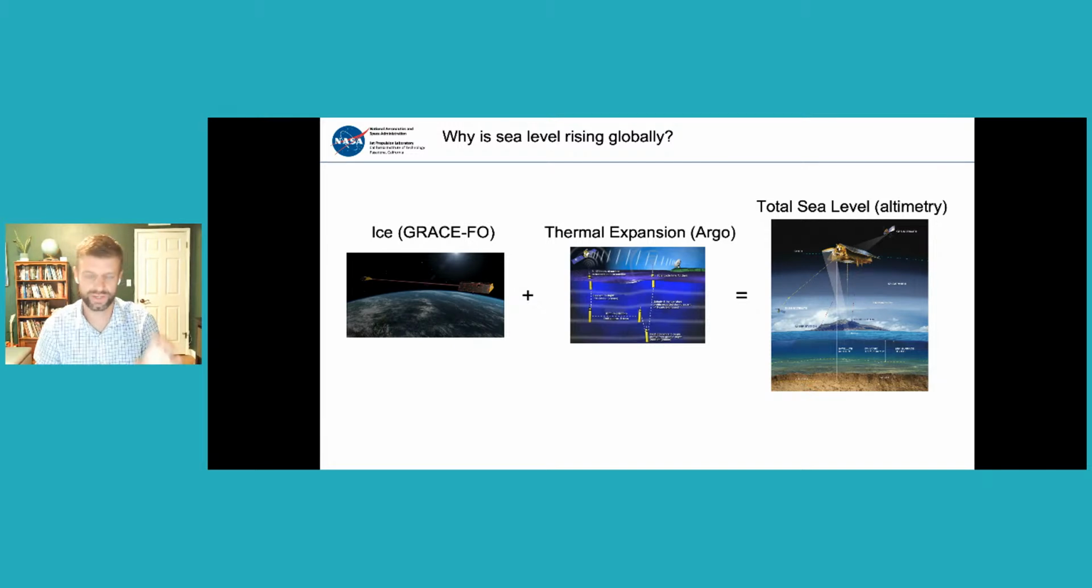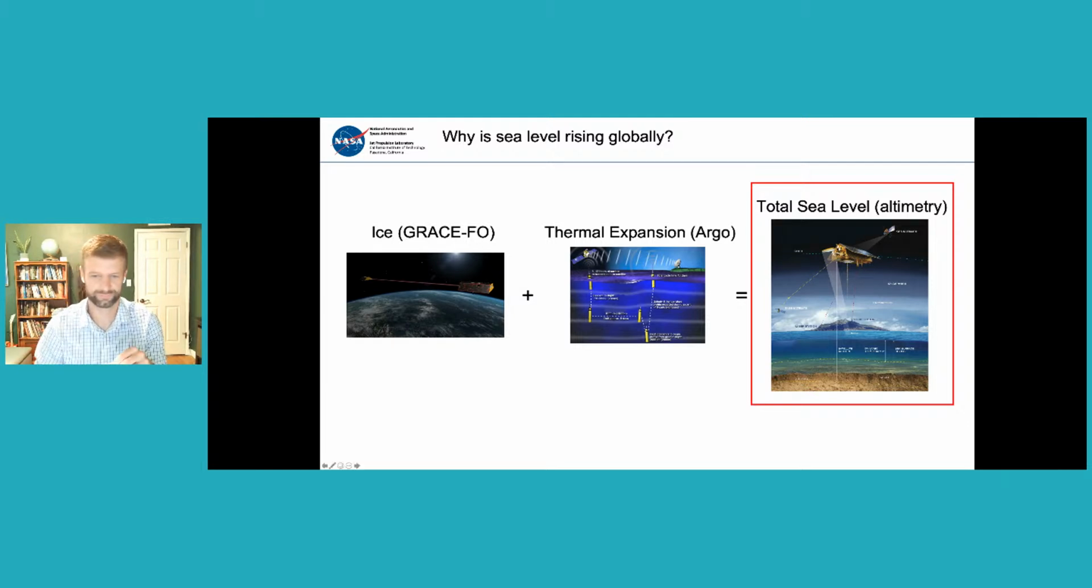So I'm going to go through each one of these different factors individually, talk about the satellites, how they work a little bit, how they make that measurement, how good that measurement is, and what we can understand from it. And I want to start out by focusing on what I'm calling total sea level and satellite altimeters. So we're using satellites, known as satellite altimeters, using radar technology to measure total sea level.